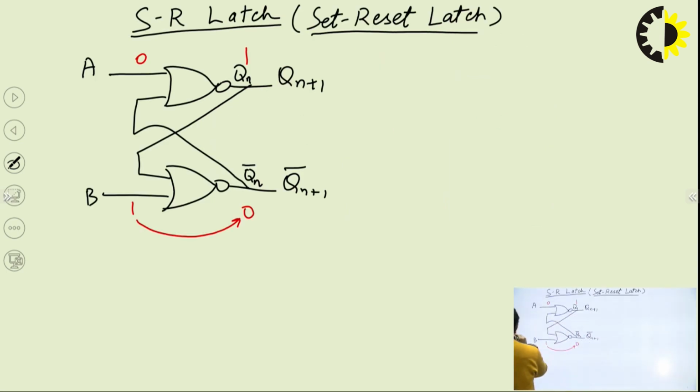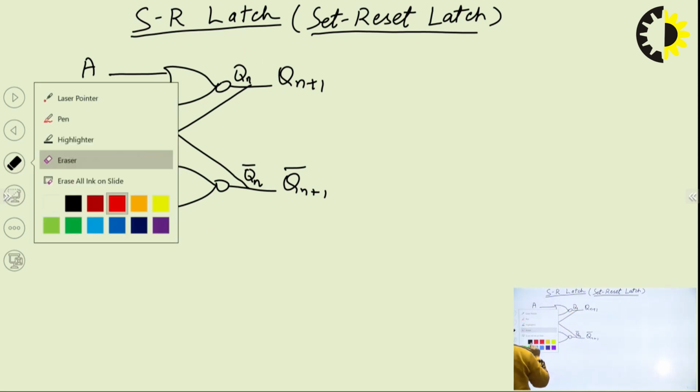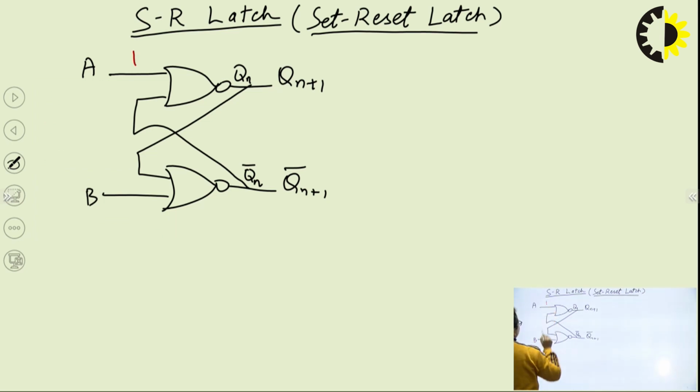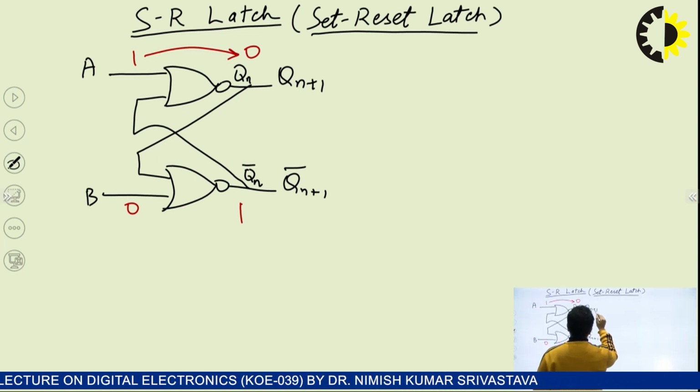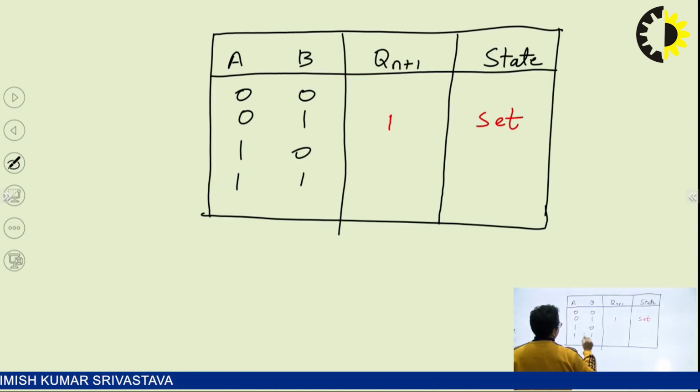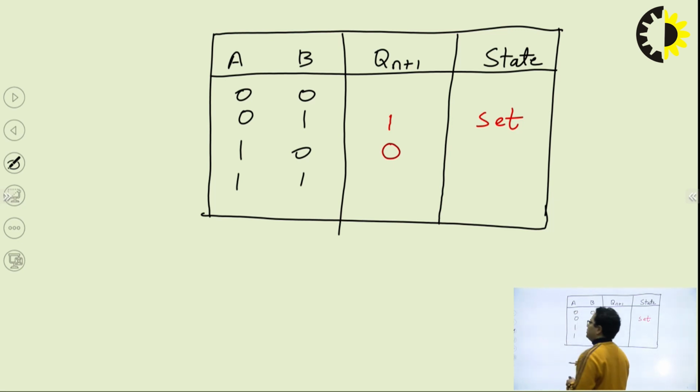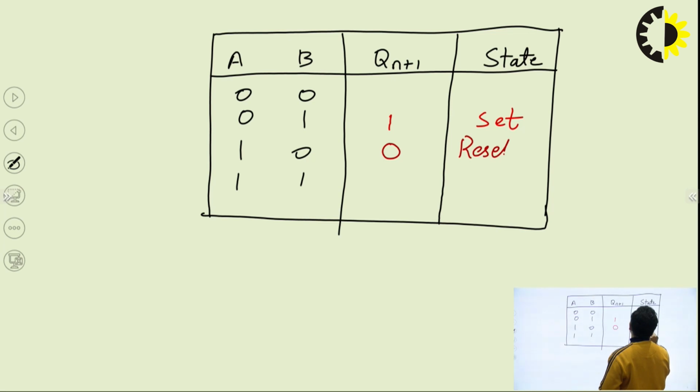Next thing, now let us try to reverse the value. 1, 0. So its value will be 0 and 0 taken as a feedback, and its value will be 1. So for the combination 1, 0, I am getting my normal output value as 0. What is the state called? It is called as a reset state.